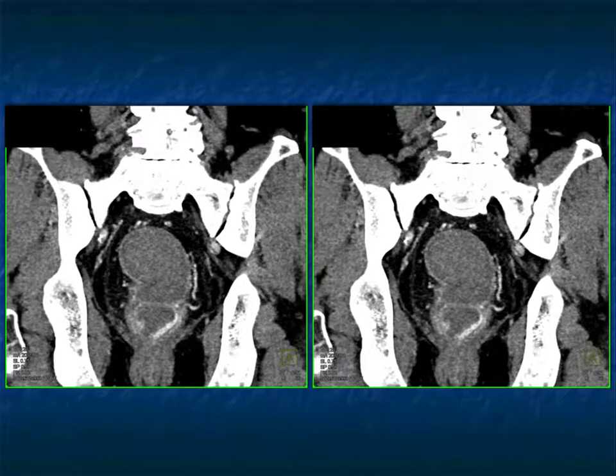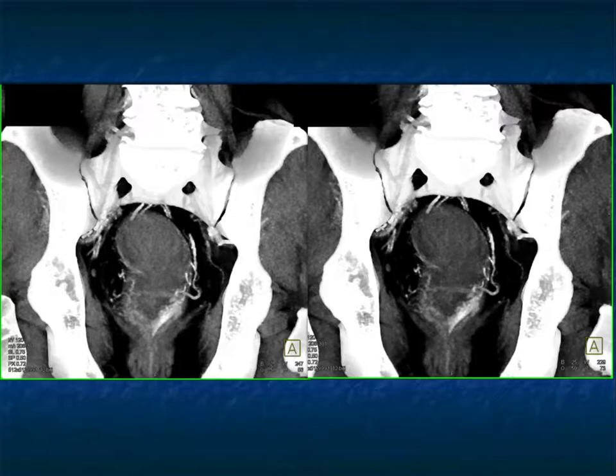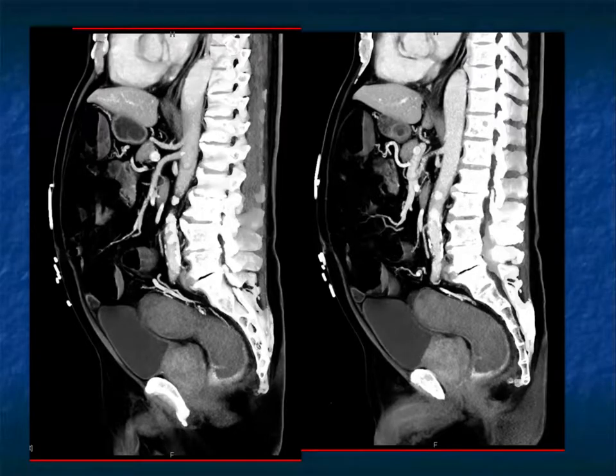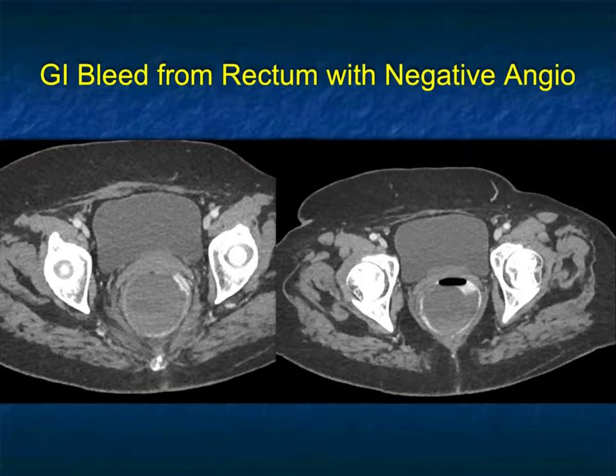So again, axials, multiplanar, 3D imaging, all of them help you not only in difficult cases, but in simple cases, because I want to make sure I'm not missing a bleed, so I need to use it in simple cases as well. And again, coronals, sagittals, they're your friend. MIP imaging, volume rendering, they're your friend. They're going to help you do better.